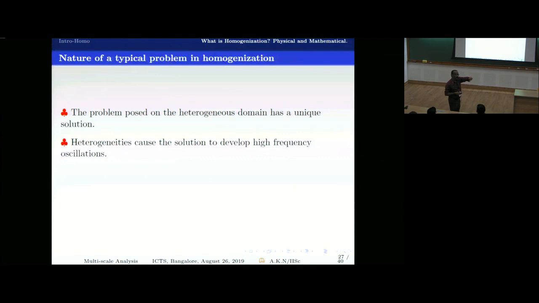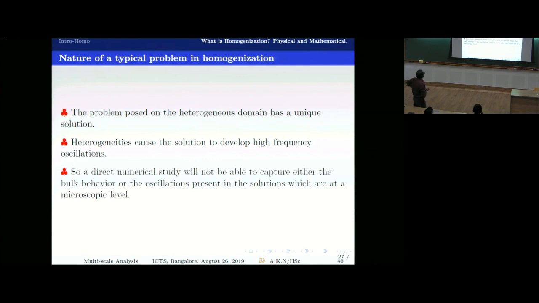So we know that changes in the solution are happening, but how much it will oscillate is implicitly there in the differential equation. So you want to understand that. The understanding of that is essentially homogenization.